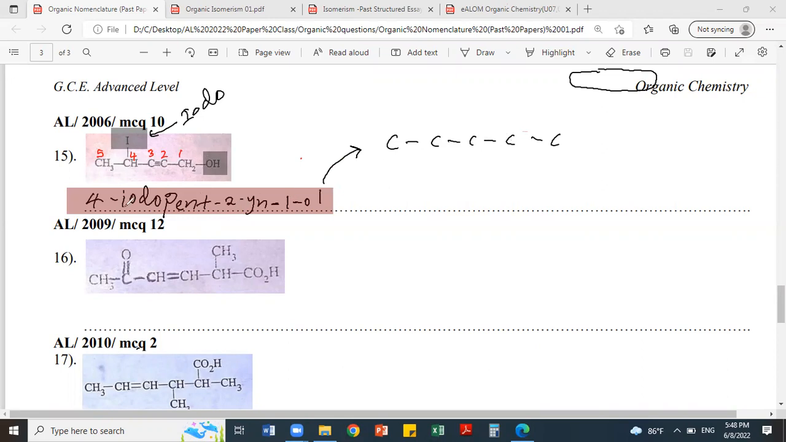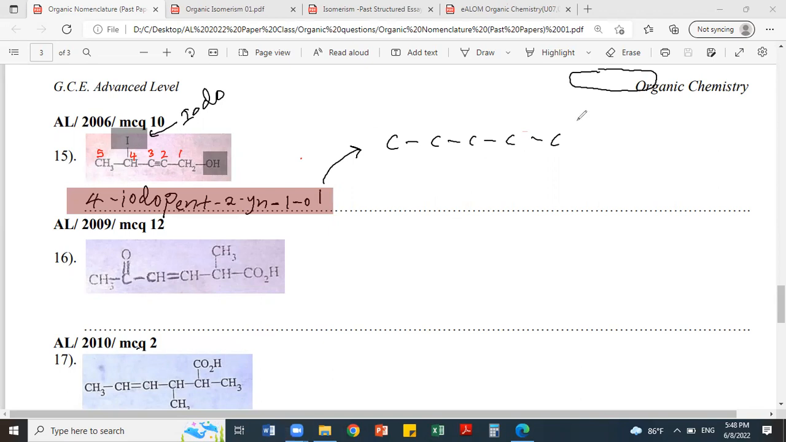Pent means 5 carbon. Then you have to check what substituent groups are attached: 4-iodo. Then you have to start numbering. 1-ol. So you can write either side. If you turn this completely upside down, then OH comes to the left side. Therefore, you can start numbering from this way or that way, no problem.